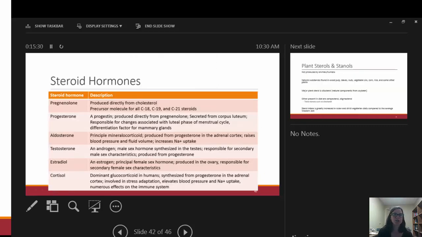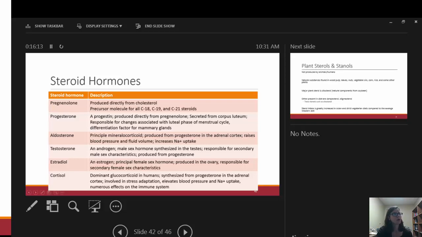And then this slide demonstrates the basic description of some of our very important steroid hormones. Pregnenolone is our intermediate for producing our important steroid hormones. Progesterone is responsible for changes associated with the luteal phase of the menstrual cycle and is a differentiation factor in mammary glands. So when we say differentiation factor, breast tissue can be very characteristically different, and researchers are looking into how this differentiation could impact risk for breast cancer.